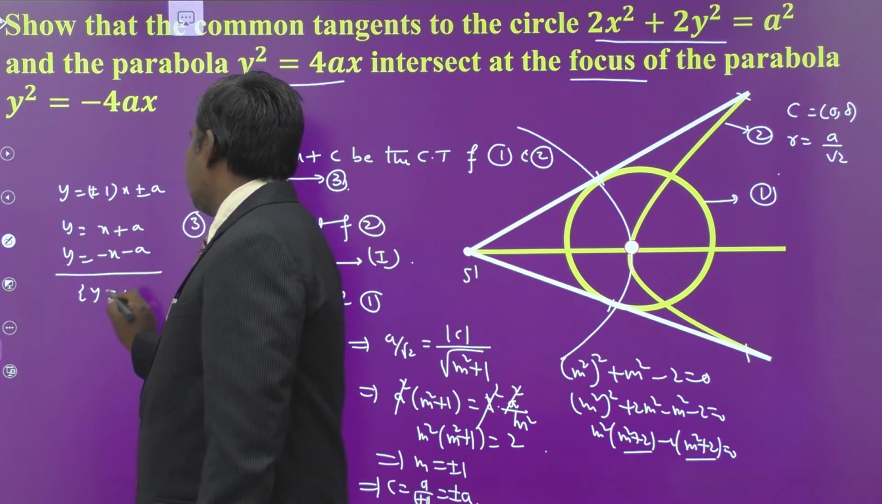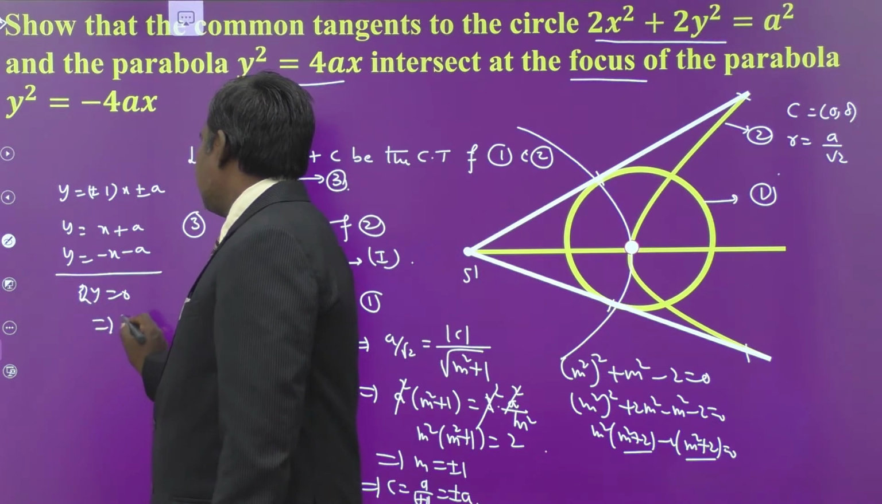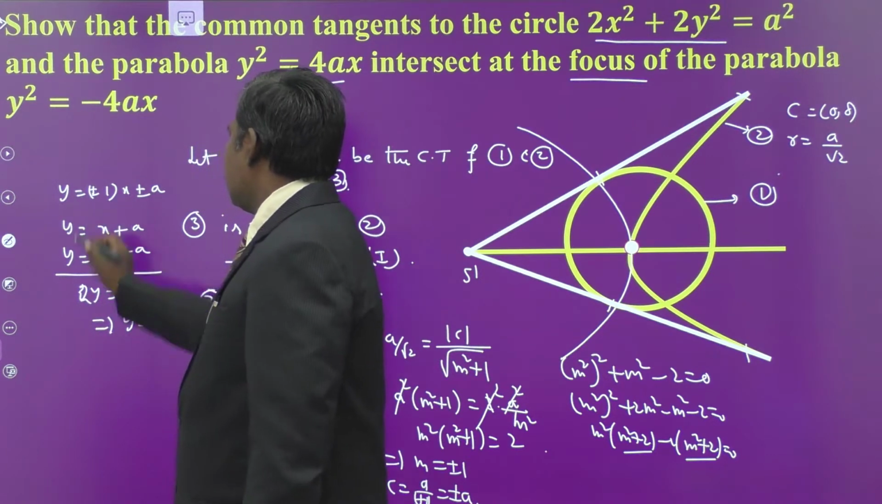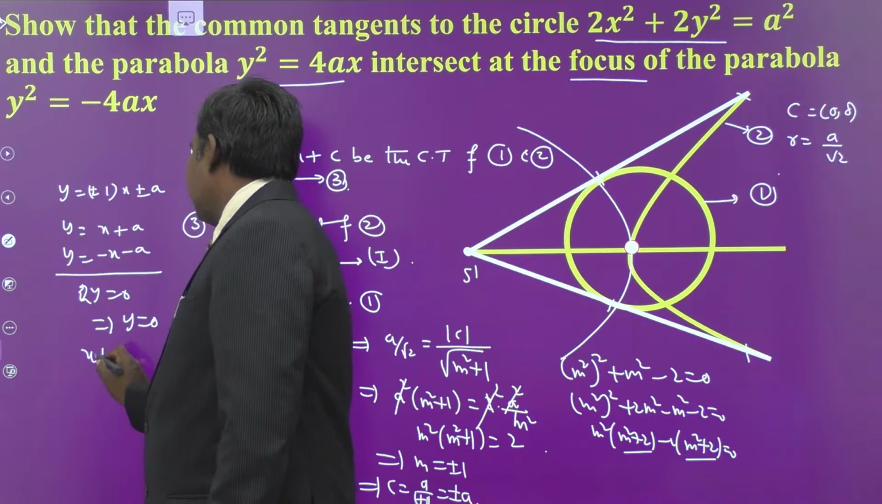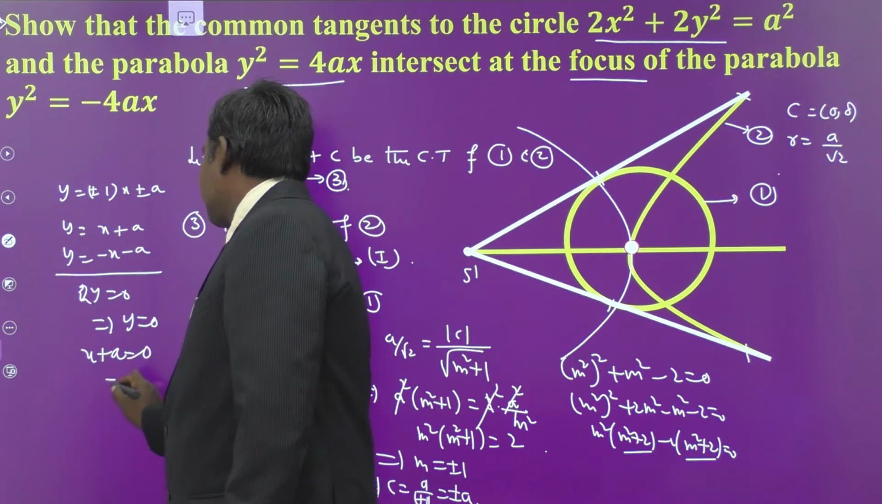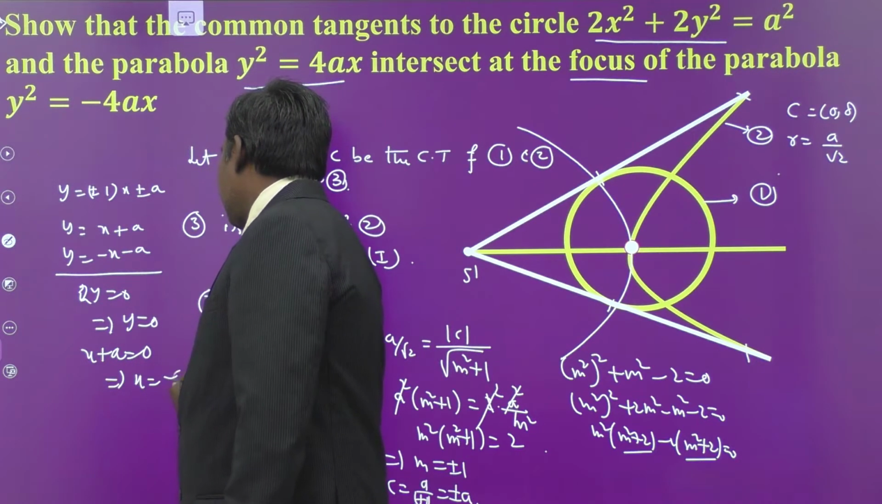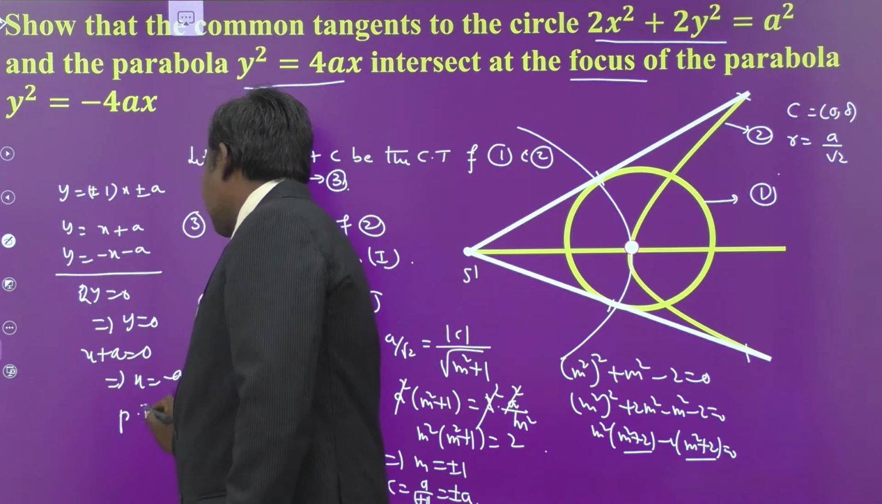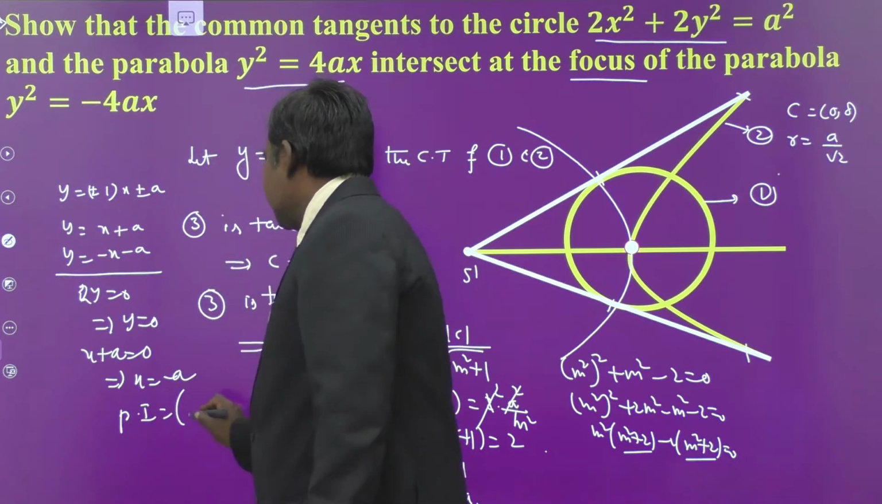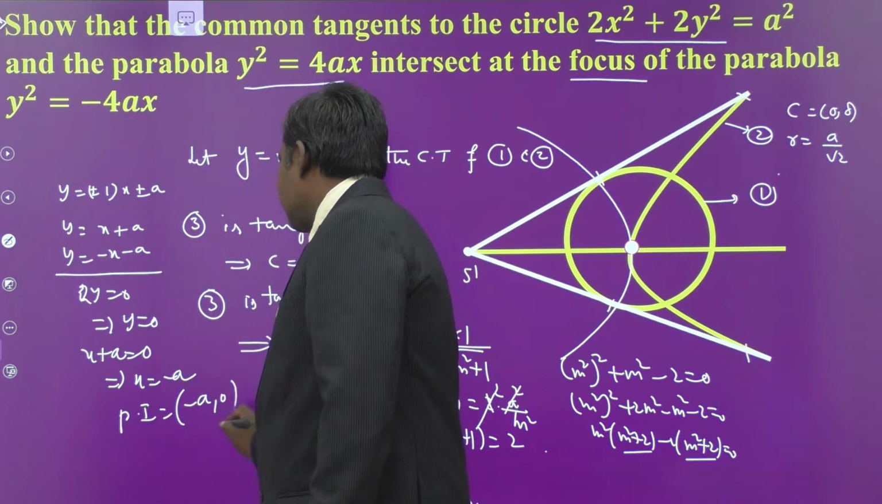2y is equal to 0, which implies y is equal to 0. Put y equal to 0 there. What do we obtain? x plus a equal to 0, which implies what is your x value? Minus a. Therefore, what is the point of intersection of the two tangents? Minus a comma 0. What is this, my dears?